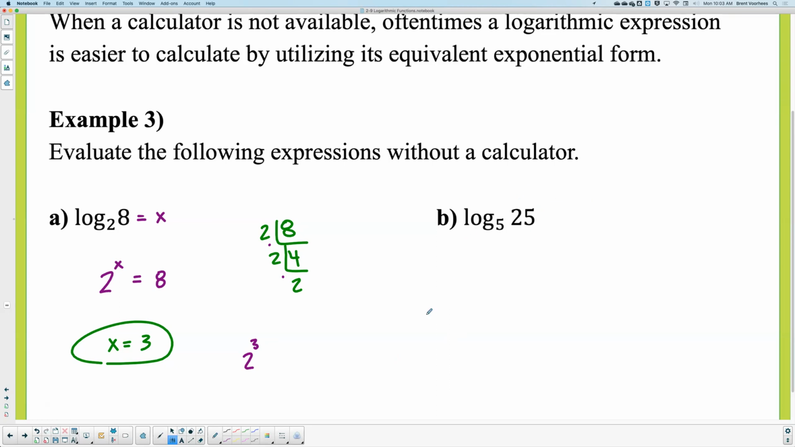Okay, what about this one? 5 to the x equals 25. And so again, if you don't know, you could do upside down division. And what do you get here for x? x is going to equal 2.